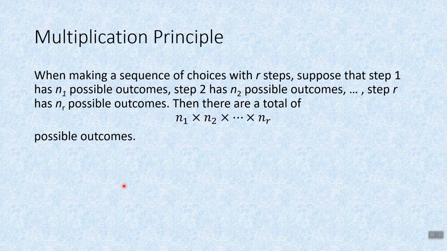When making a sequence of choices with r steps, suppose that step 1 has n1 possible outcomes, step 2 has n2 possible outcomes, and step r all the way to step r has n sub r possible outcomes. Then there are a total of n1 times n2 times and so on through multiplication by nr possible outcomes.